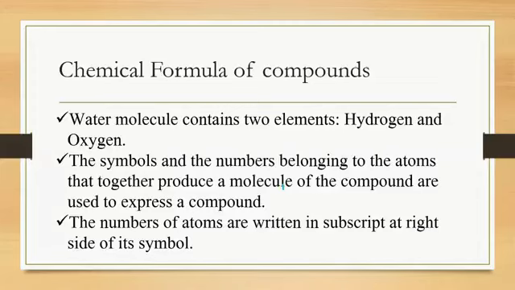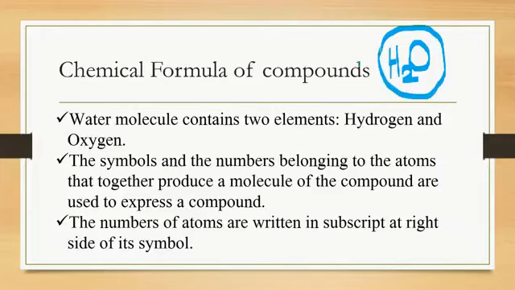Formulas are used to express a compound. So, in water molecule, there are two elements which are hydrogen and oxygen. The numbers of atoms are written in the subscript at the right side of its symbol. As the water molecule contains two hydrogen atoms, we write 2 as subscript at the right side of the symbol of hydrogen. This is the formula of water molecule.